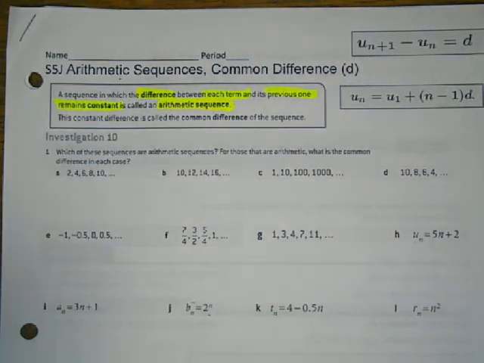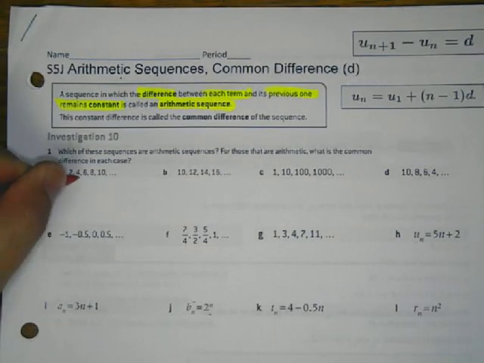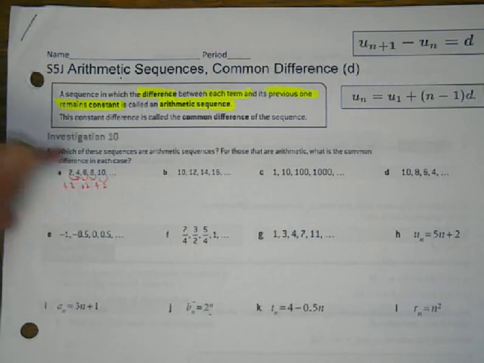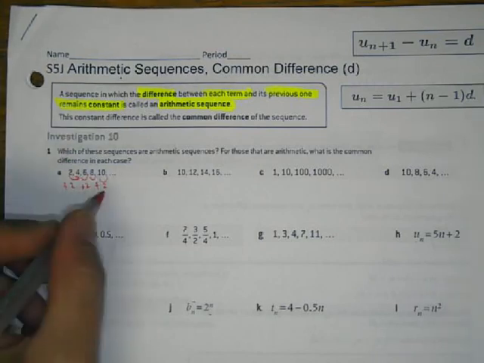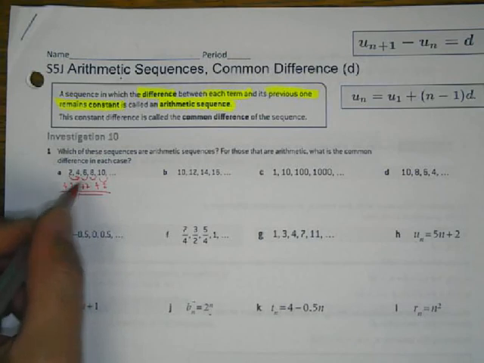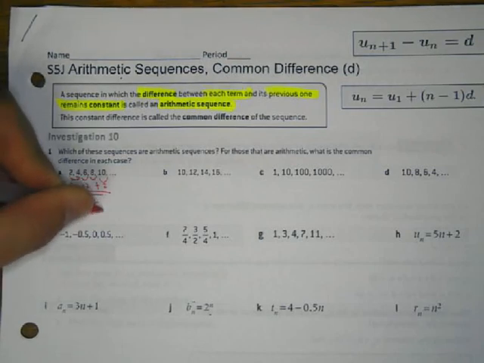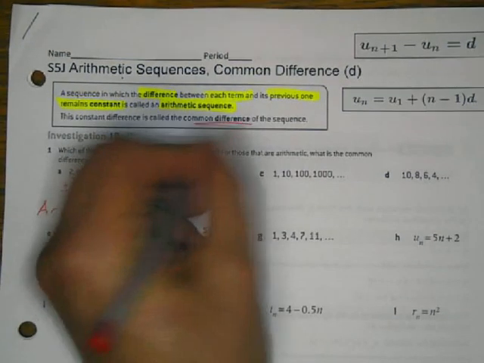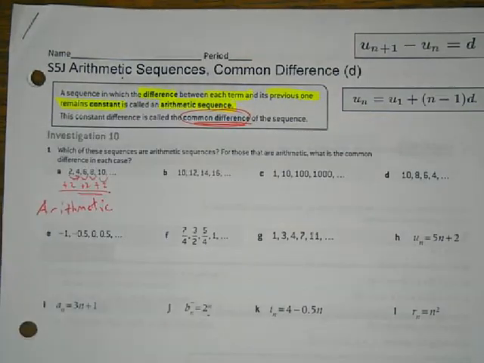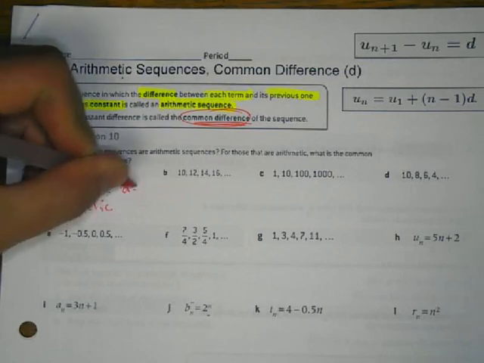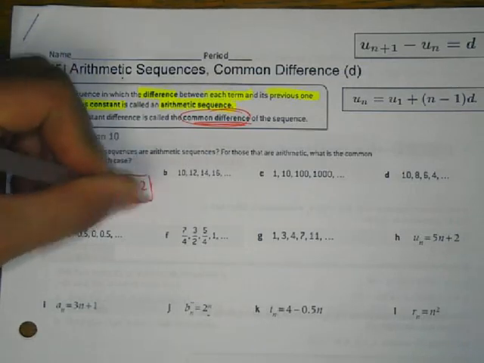So in this example here, we add 2, and then we add 2, and we add 2, and we add 2, and so on. And because we're adding a constant number, that makes it arithmetic. So this is arithmetic. And the common difference, which is the amount that we keep adding, we use the letter D, and so we would say D is equal to 2 because we're adding 2 each time.